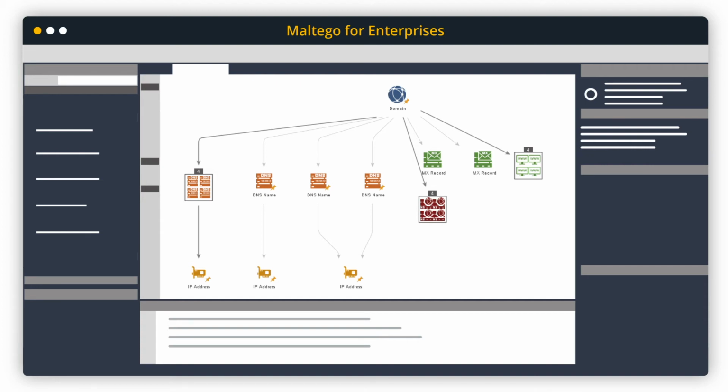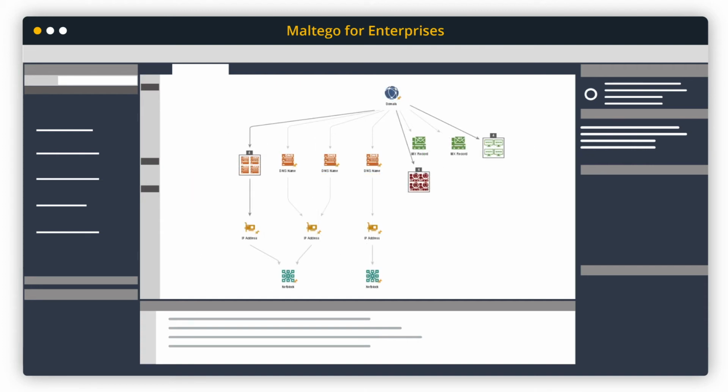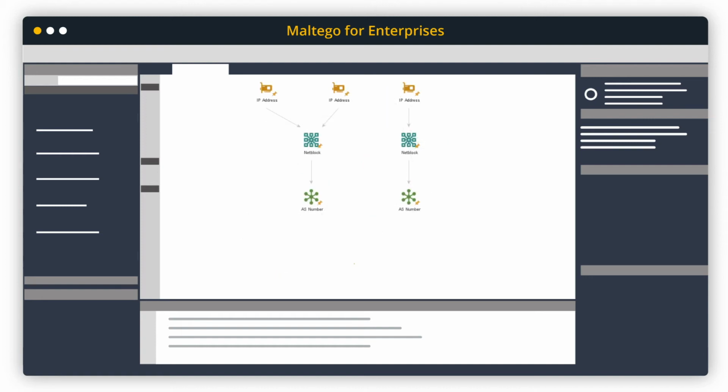From the IP addresses, we pivot into their net blocks. From the net blocks, we can obtain their AS numbers as well as the locations of the AS number and the organization who owns it. By reaching this point, we've completed a basic level 1 network footprint.